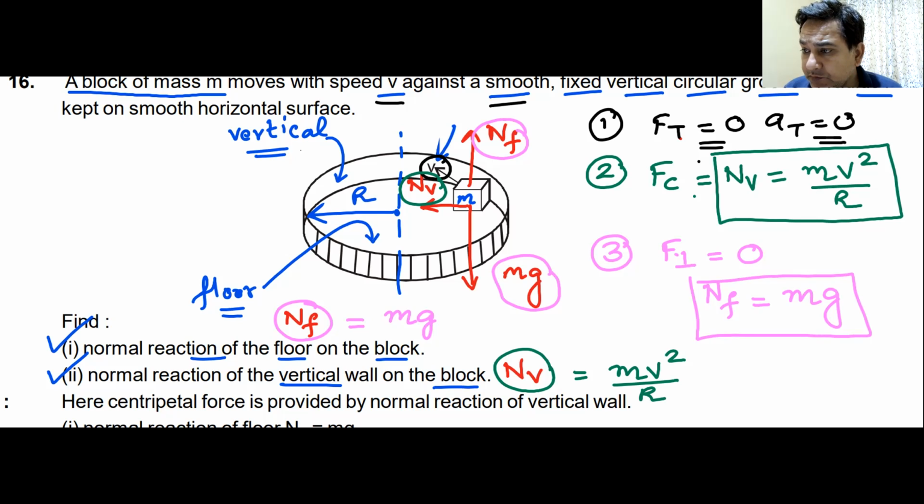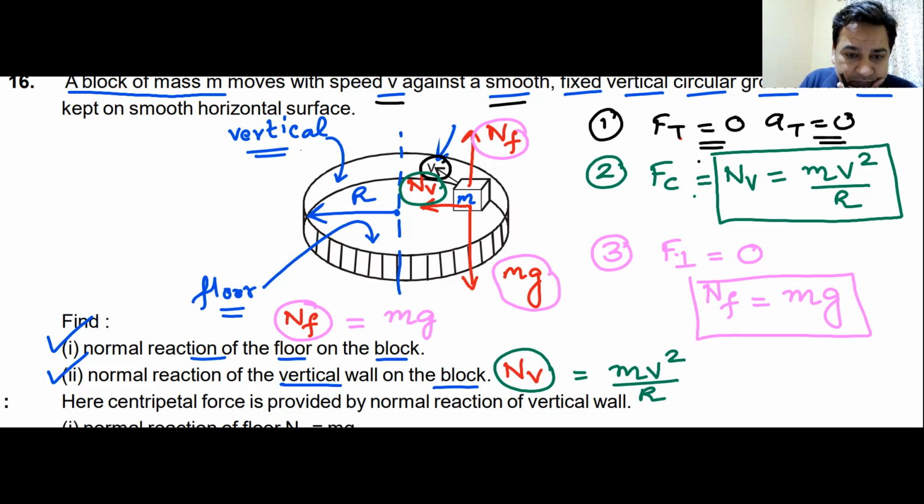Well, I hope all of the students have noted it down. The reaction from the floor is mg, and the reaction from the vertical wall is mv squared by r. The vertical wall is giving it the centripetal force. The normal reaction from the floor is balancing out the weight of the block. I hope everyone understands this. That will take us to the next and the last type of questions in this horizontal circular motion.